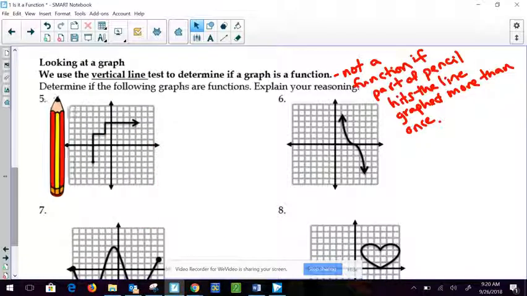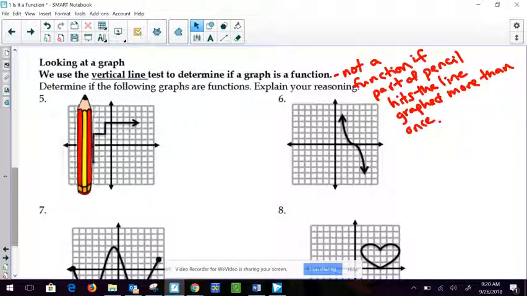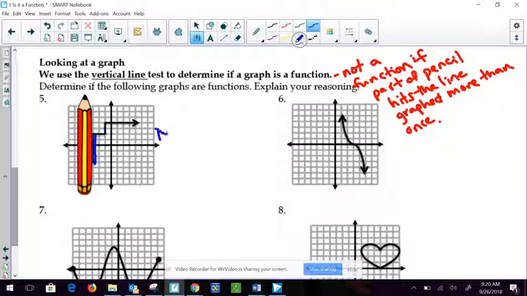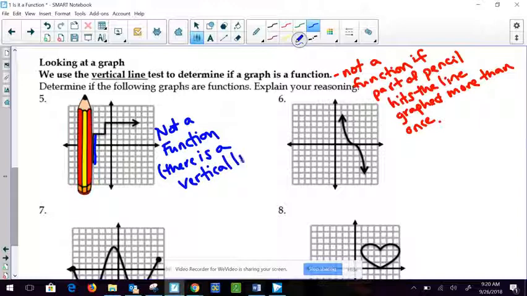And I start at the far left-hand side of my graph. And when I bring it over, do you see how at this portion right here, my pencil hits all of these points at once? It happens all at one time. Because my pencil hit there all at one time, this one is not a function. Basically, my reasoning would be there is a vertical line. And don't worry, I have some tricks up my sleeve for talking about vertical lines in another unit.